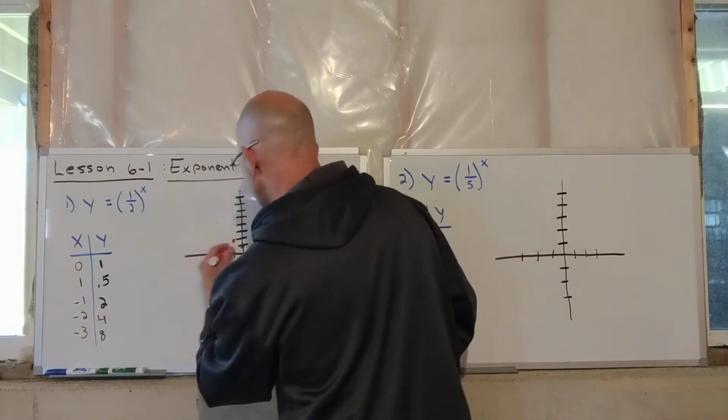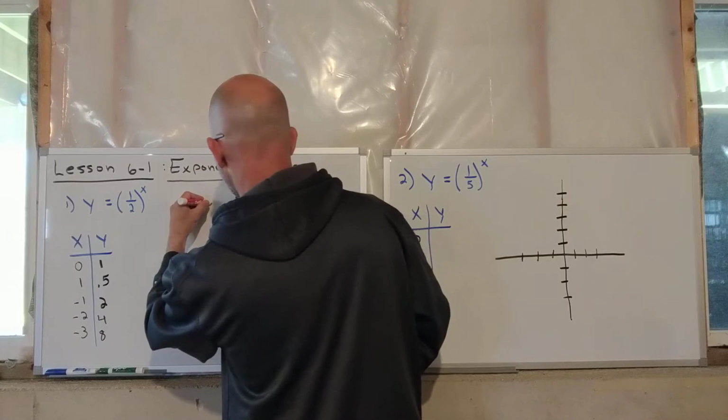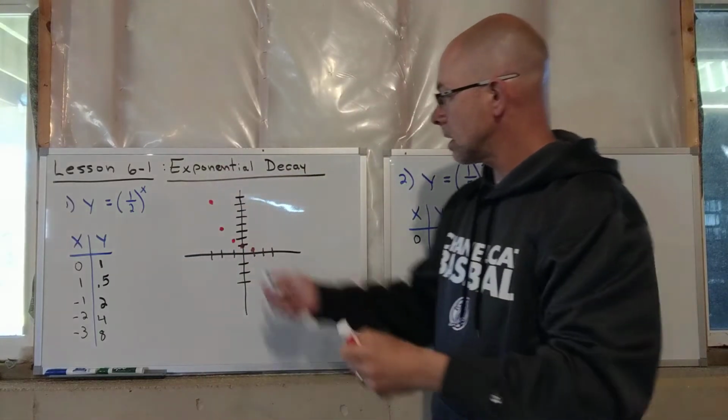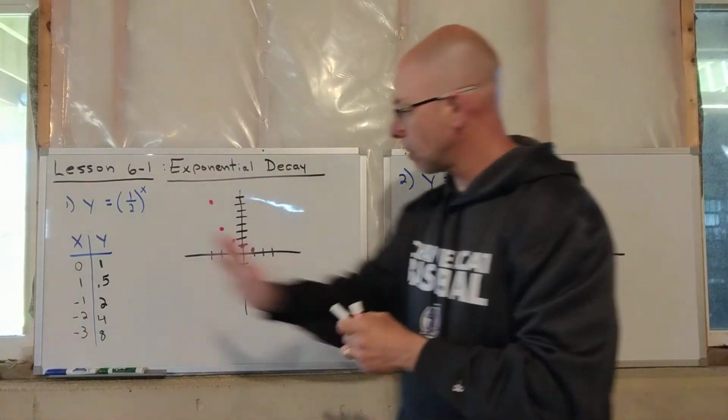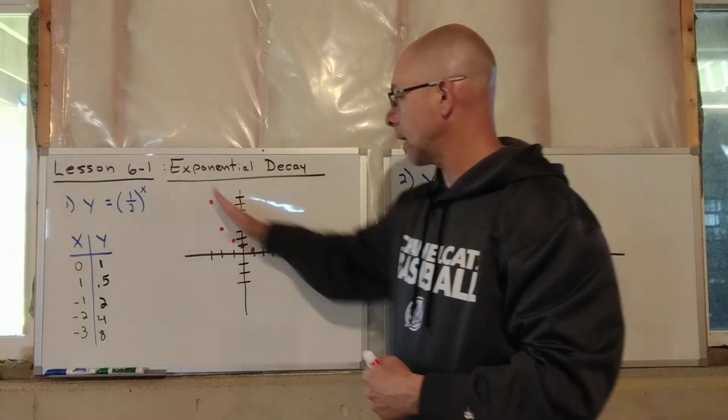That one's 2 left, 4 up. And then 3 left, 8 up. And you see that decrease? See, from left to right, decay, decrease. It's downhill from left to right.